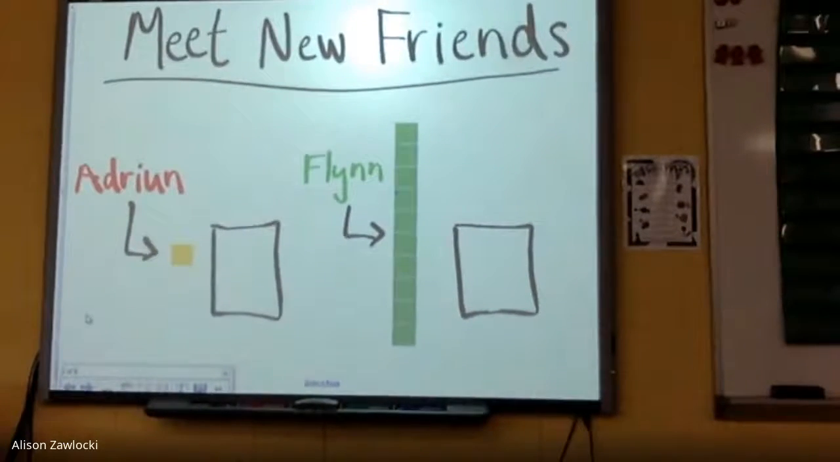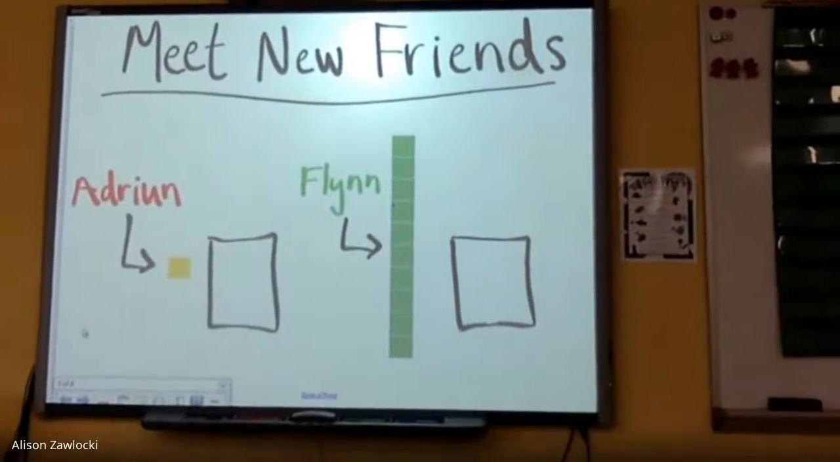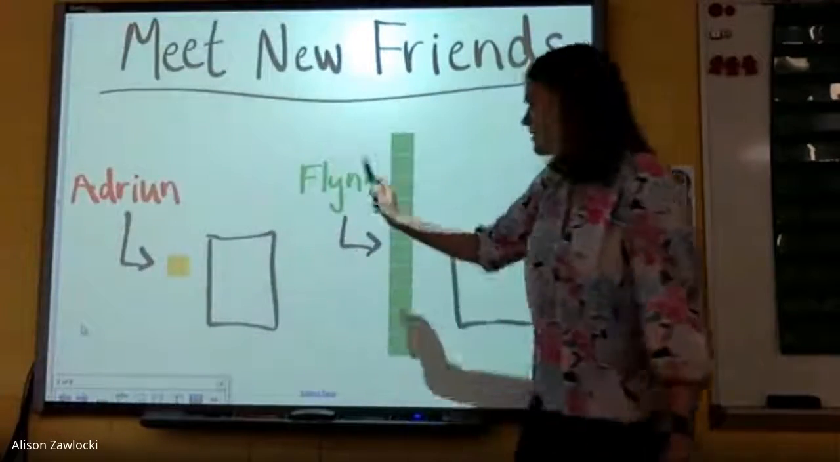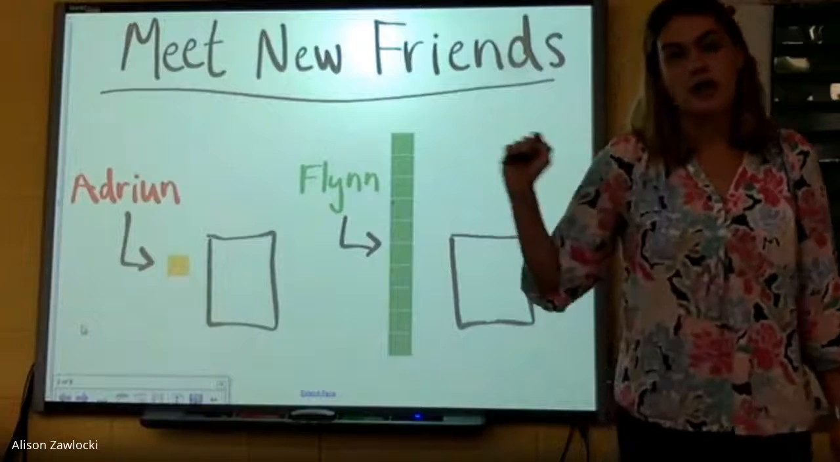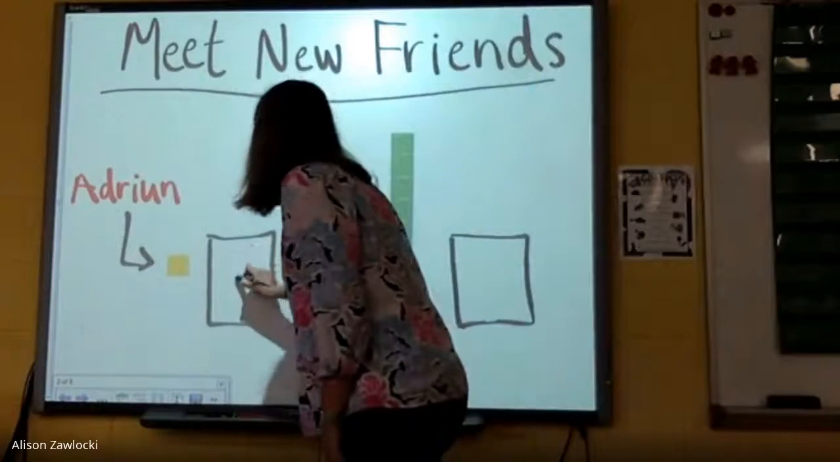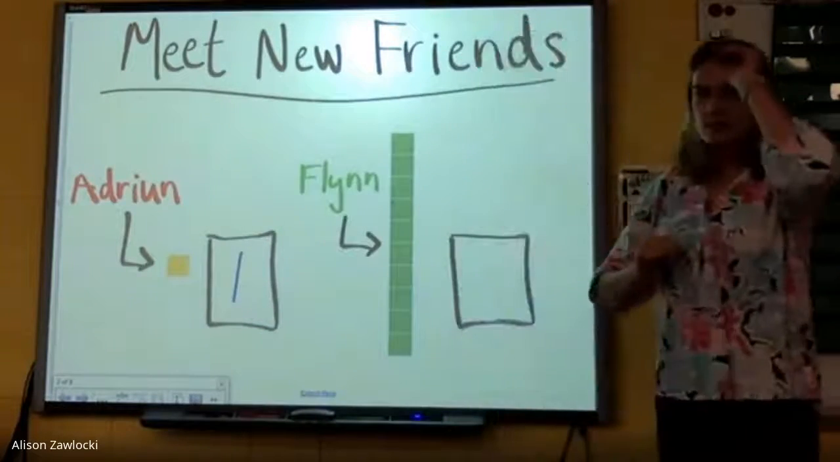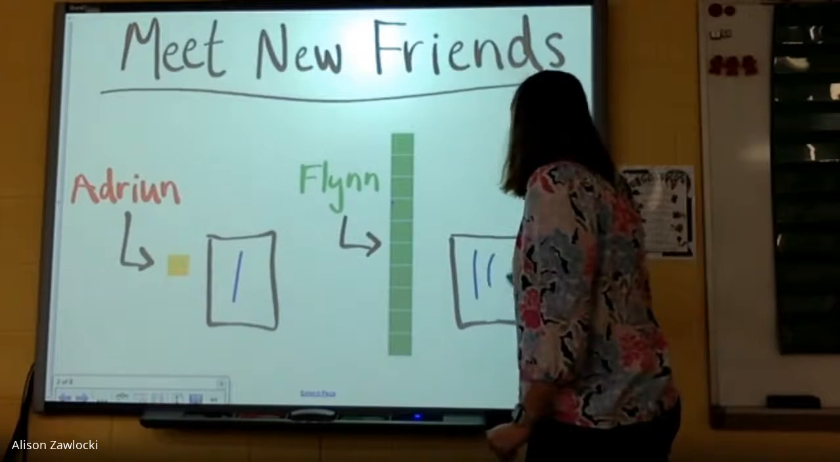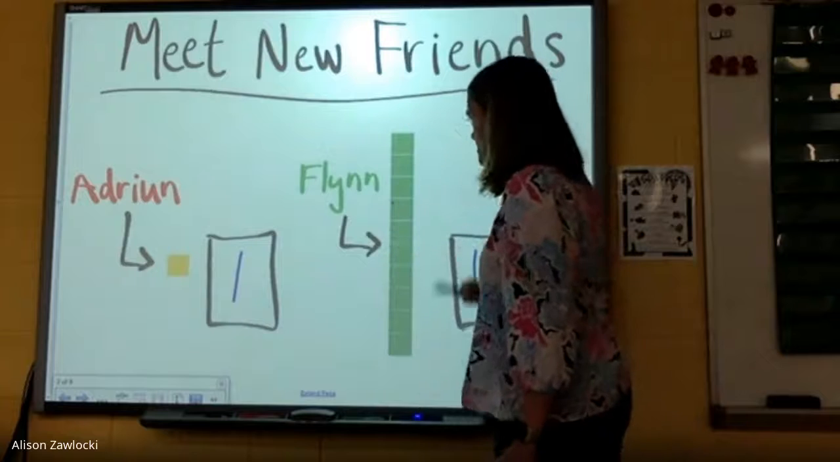So I'm going to tilt you back up so you can see my screen. So it says meet new friends. And we just did this yesterday. I'd like you to remind me, how many is Adrian worth? When I see Adrian, what do I count by? That's right, I count by 1s. What about Flynn? How many is Flynn? What do I count by when I see Flynn? That's right, 10, because there are 10 blocks on Flynn.